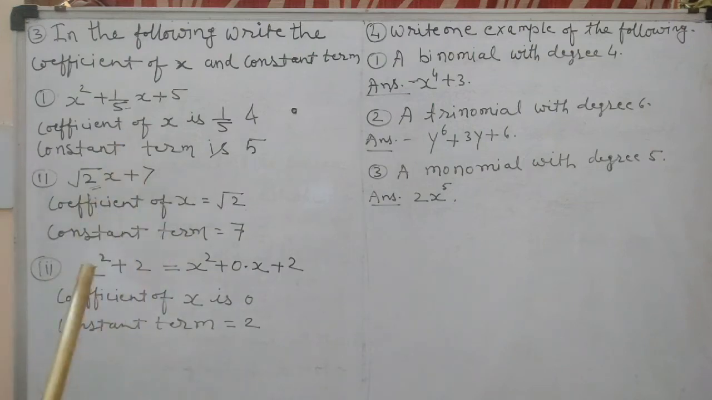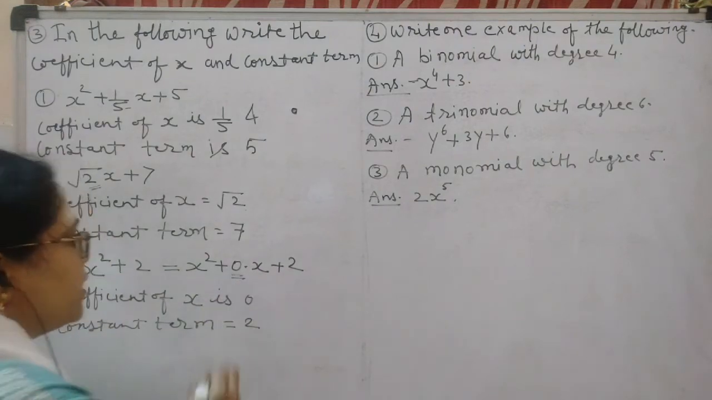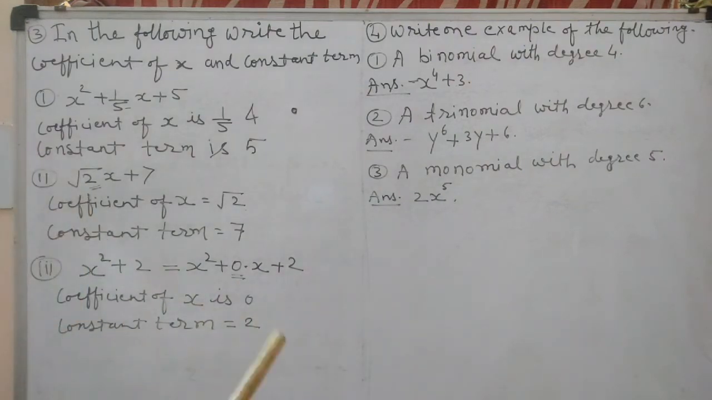Now x square plus 2. In this expression the x term is not given, so we can write it as x square plus 0 into x plus 2. Because x is missing, we can write it as 0 into x. So the coefficient of x is 0, because here the remaining part of x is 0. So the coefficient of x is 0 and the constant term is 2, because 2 has no variables.